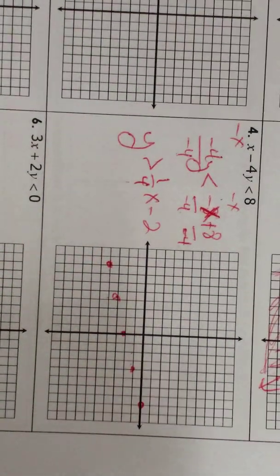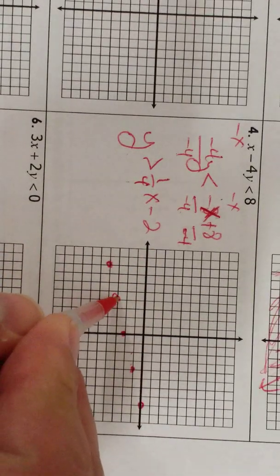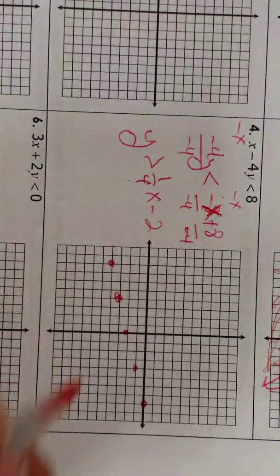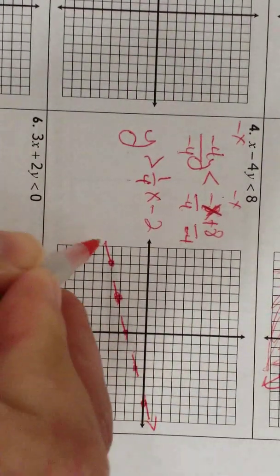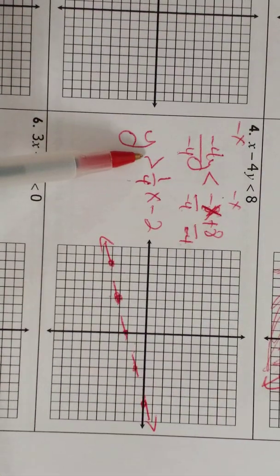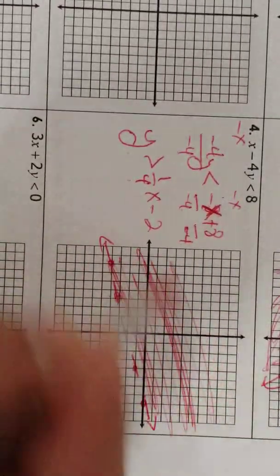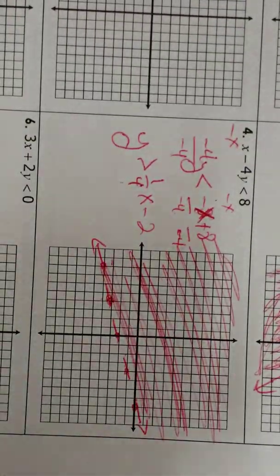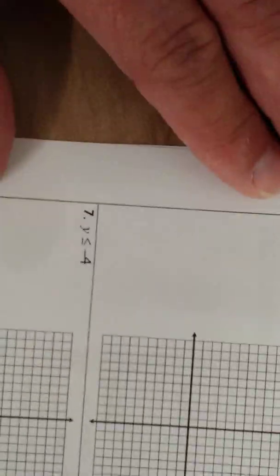And now I can draw my boundary line. No equal bar. So will it be solid or will it be dotted? It's going to be dotted. Greater than. Am I shading above or below? Above. So everything above it. There you go. Special cases.